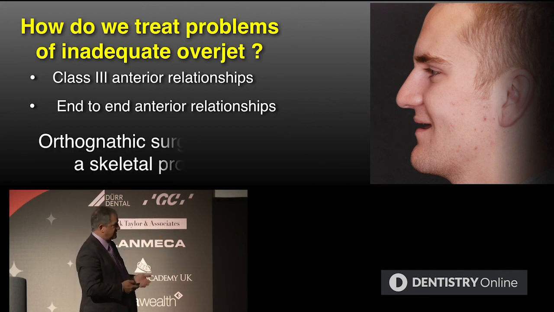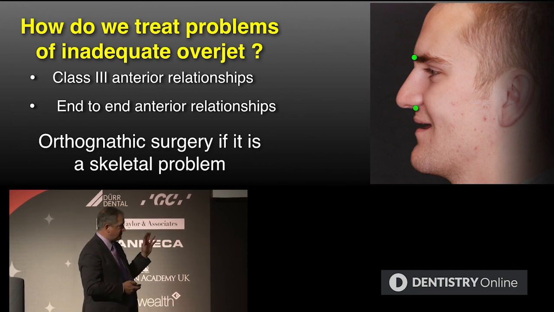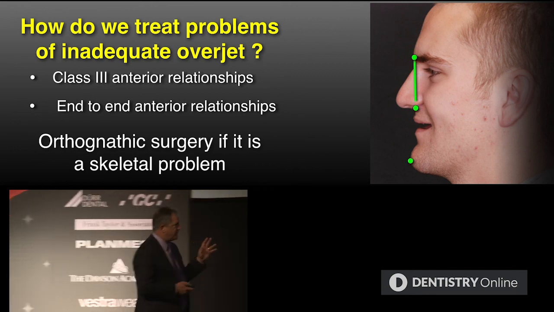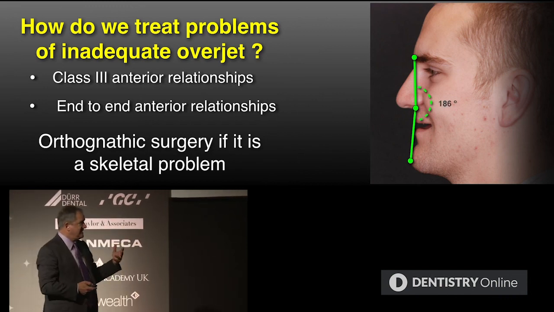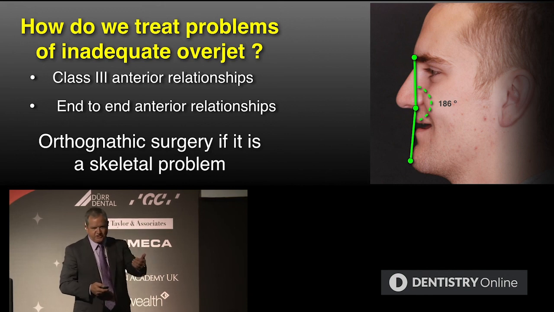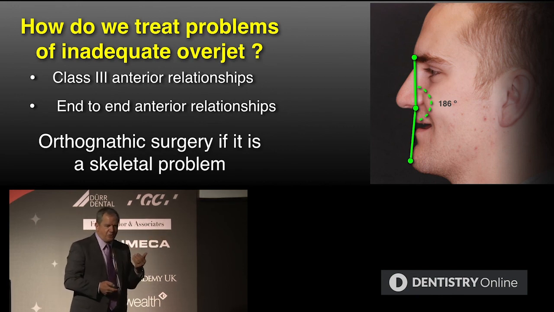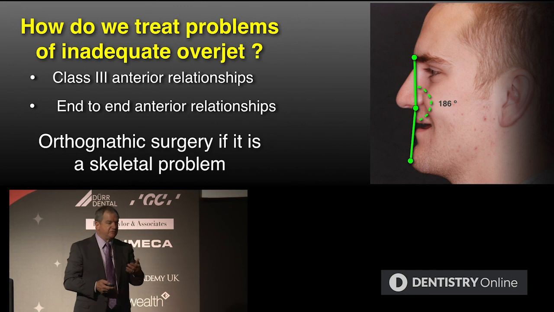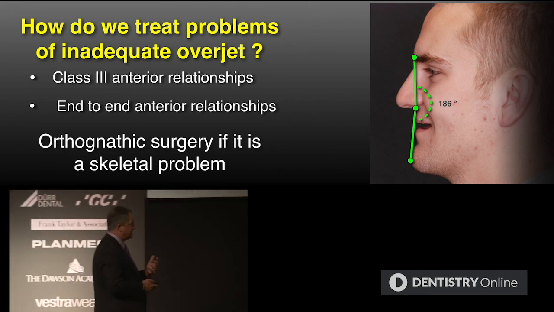In his case, he's class 3 dentally. We take a look at his face. We put our dots in. We do our measurements. Normal would be 165 to 175. He's 186. He's got a very deficient maxilla. If you combine that, if he had an airway problem, moving his maxilla forward wouldn't just make him look better, it would dramatically impact his breathing and his ability to place his tongue in the right position.